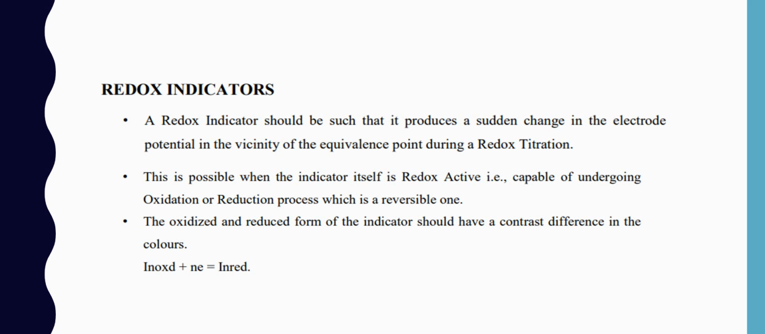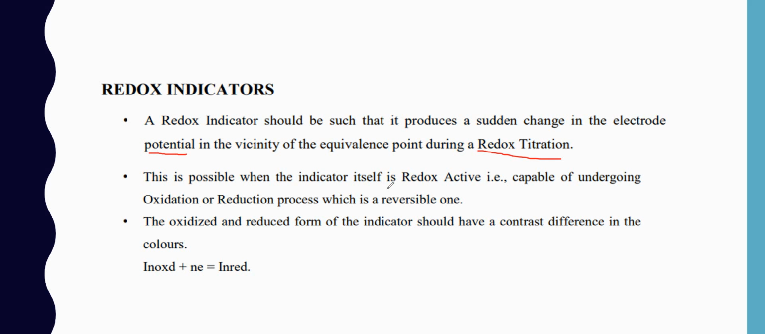Redox indicators. For this redox reaction, we have different indicators. A redox indicator should be such that it produces a sudden change in the electrode potential in the vicinity of the equivalence point during a redox titration. The redox indicator is actually an electrode, and that electrode should show a sudden change in the electrode potential so that we can capture that the oxidation reduction, or the electron transfer, has been completed.